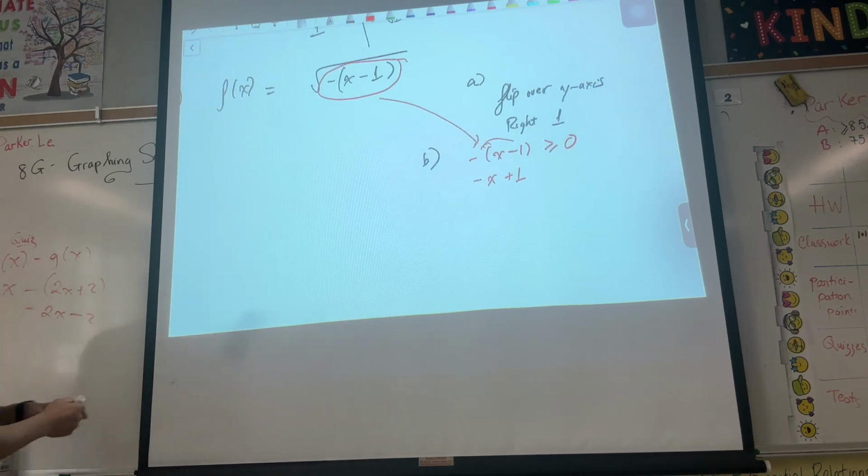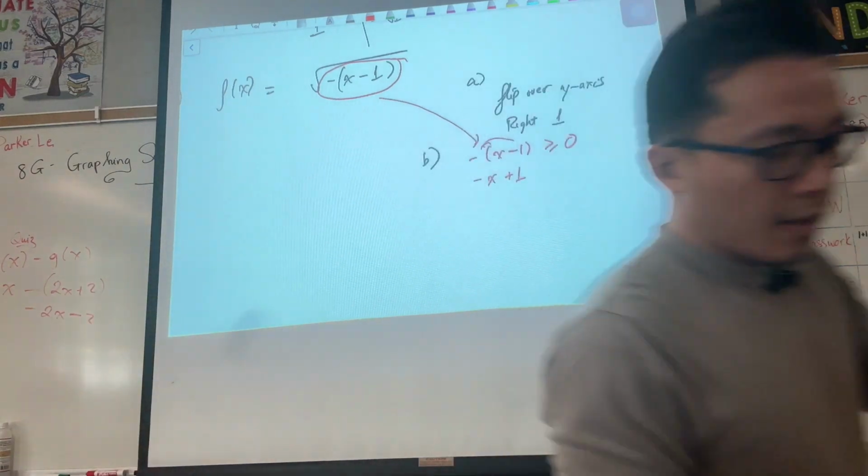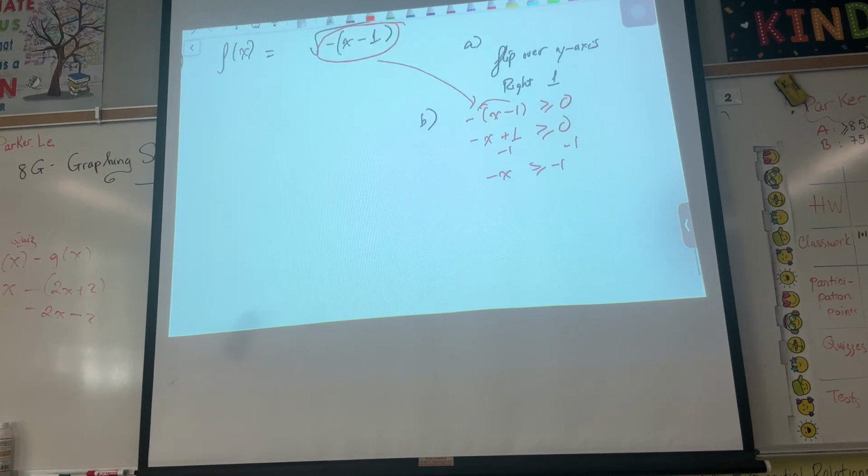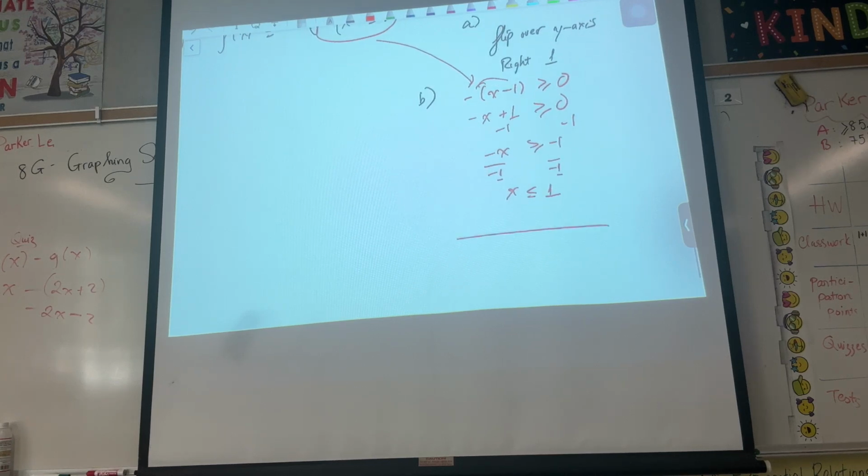Yeah, because we're talking about a negative. All right, this is larger than 0. How can I solve this? Who else didn't have a point today? -1. So -x larger than -1. Divide by -1. Yeah, that's good. Okay. So 1 is right here.